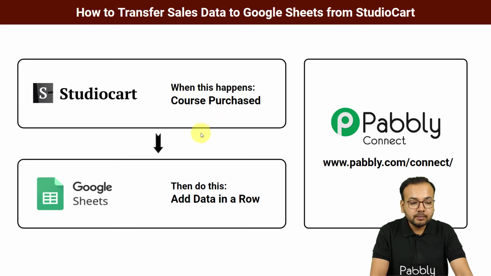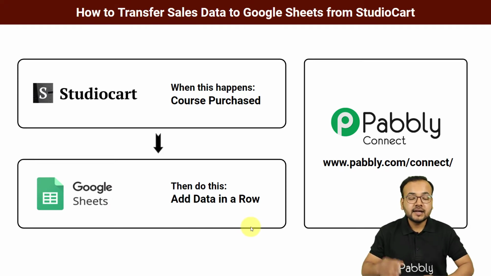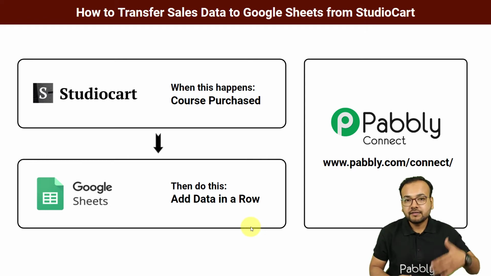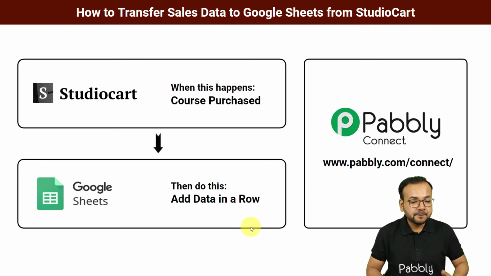So you need not manually sort out the details and fill it here, and it will surely save a huge amount of your time and energy, and you can focus on more productive things of your business. To set up this automation, we are using Pabbly Connect, which is an integration and automation tool. And the best part is anyone can set up this automation without any coding skills and programming knowledge very easily. Now let me show you how you can also set up this automation.